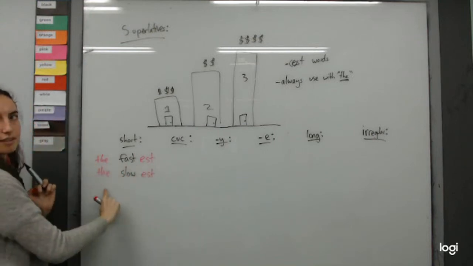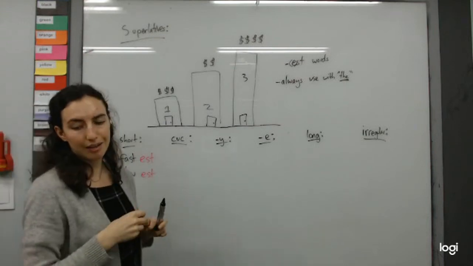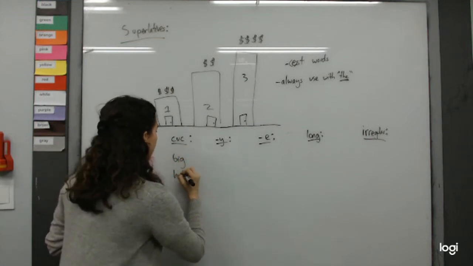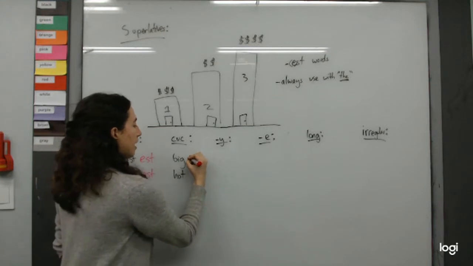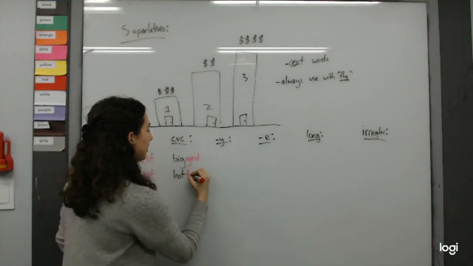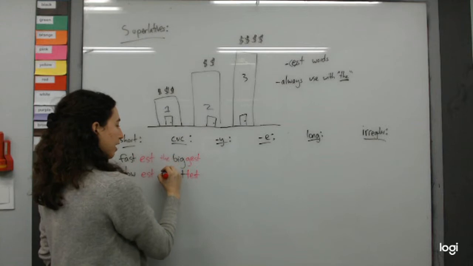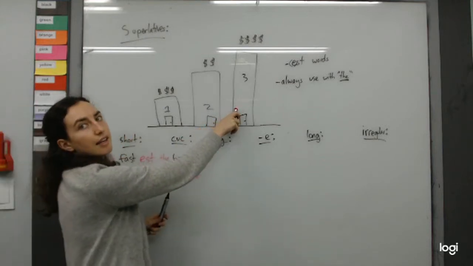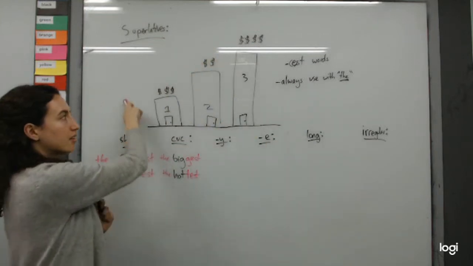the fastest, the slowest. Okay, when we have a consonant vowel consonant word like big or hot, same as we did for comparatives, we double the last letter. So bigger becomes biggest. Hot becomes hottest. And before, we always write the. Here, we see building 3 is the biggest. Building 1 is the smallest.